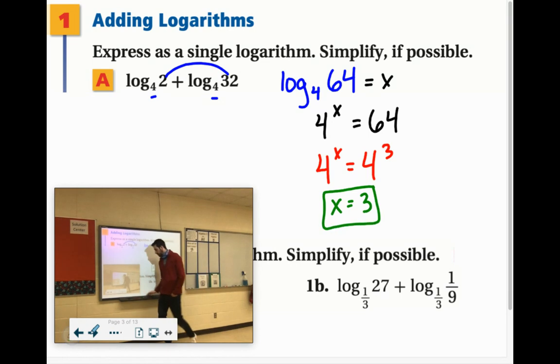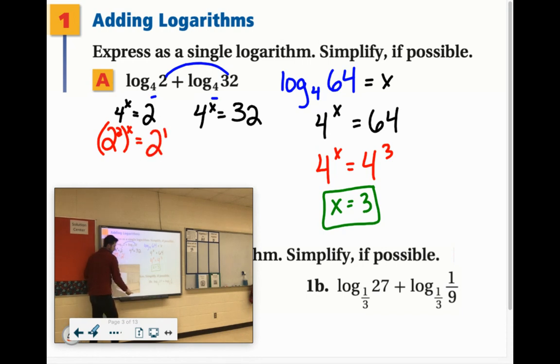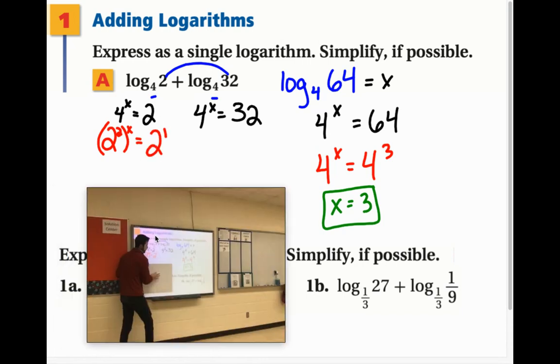But let me show you how wild this is, because it actually works. If we simplified each part of this separately, we could say 4 to the x power equals 2, and 4 to the x power equals 32. Now, 4 doesn't go into 2, right? But 4 is 2 squared. So let me scooch myself over here.